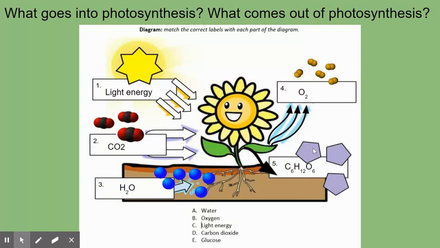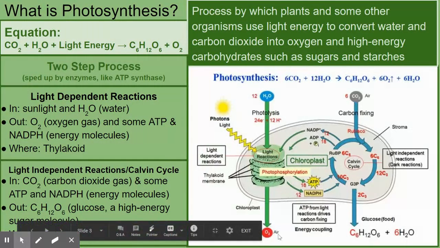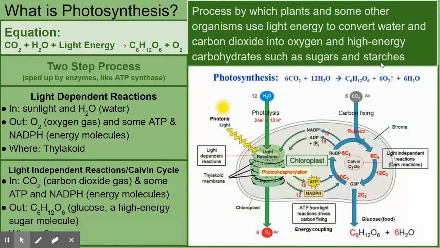But let's take a little deeper dive into photosynthesis. So what is photosynthesis? Well, it is a process where plants and certain other organisms, but mostly plants, will use light energy, you can see that here, to convert water and carbon dioxide into oxygen and a high energy carbohydrate that we call glucose. And those glucose molecules can actually bind together to form starches. So we know that starch is a polymer of our monosaccharides. The monosaccharide is the monomer and the polysaccharide is the polymer.